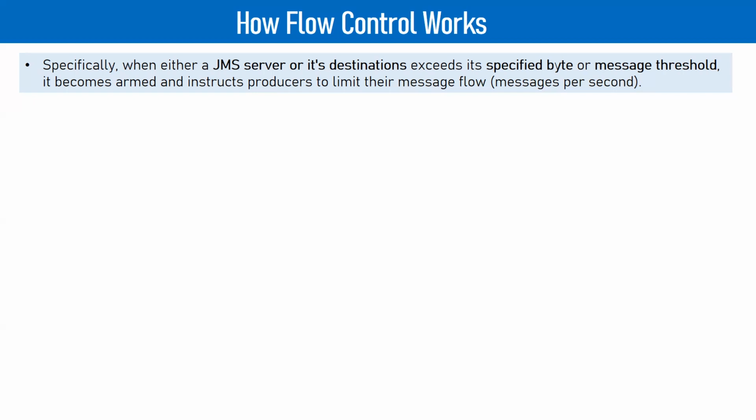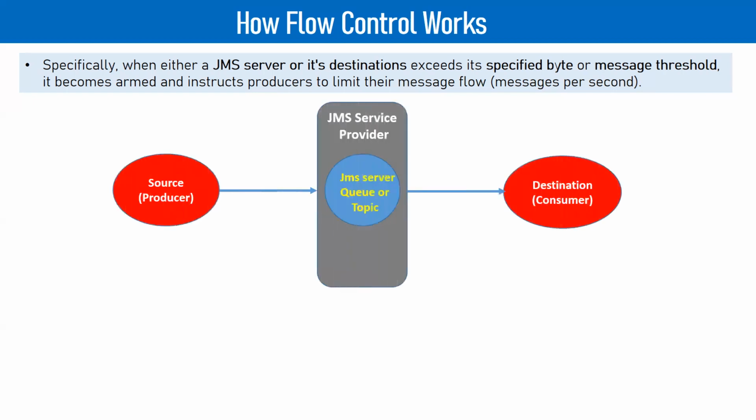So what we can apply in that case: the threshold could be bytes, that means the total size of that particular queue or topic, or the total size of the JMS server. Or the message threshold, the total number of messages that can be stored in a queue or in a particular topic, or the total number of messages that can be stored in a JMS server. Based on that, we can define the different throttling.